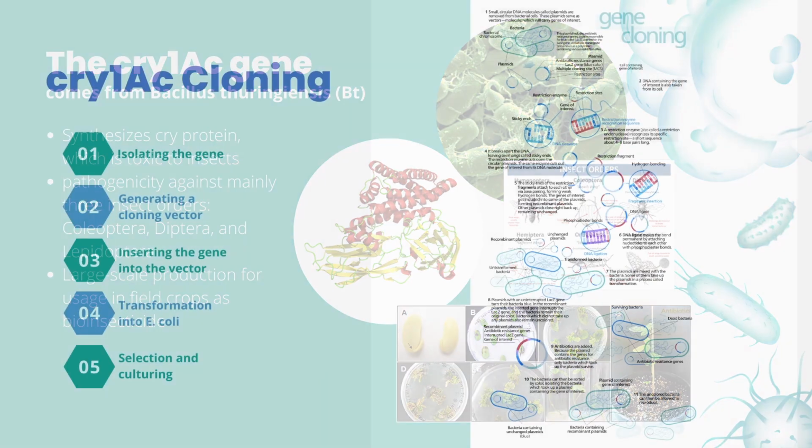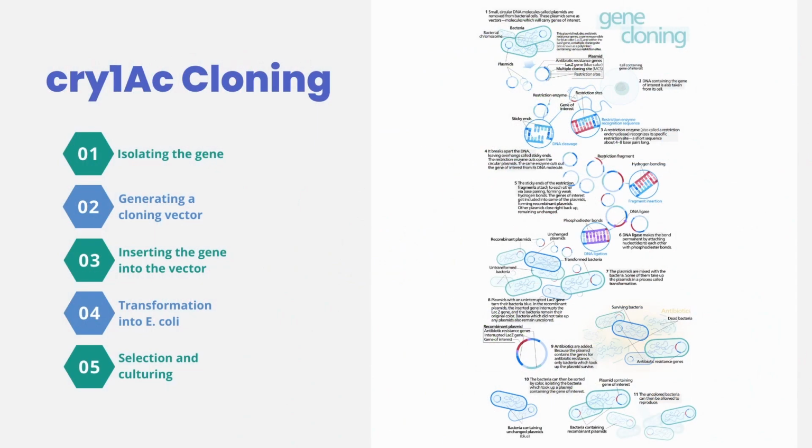Next, we will explain the cloning process of the Cry1Ac gene from Bt using E. coli. There are roughly 5 steps in Cry1Ac cloning. First, isolating the gene. Second, generating a cloning vector. Third, inserting the gene into the vector. Fourth, transformation into E. coli. And fifth, selection and culturing.